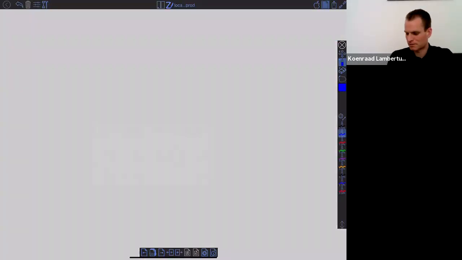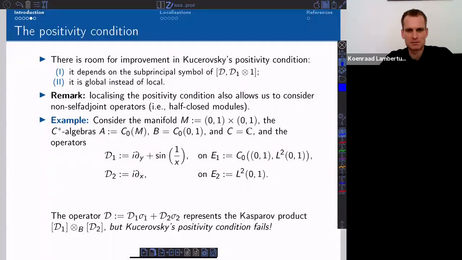Okay, so let me describe one little simple example where Kucerovsky's theorem does not apply, but where we would like to be able to apply this theorem. So what we consider here is the unit square.